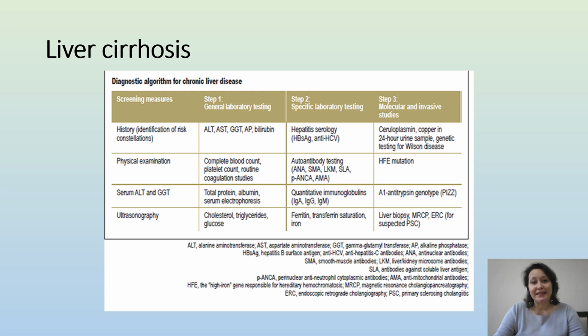And the next level of examination of the patient is molecular and invasive studies like liver biopsy, like MRCP, and genetic tests for metabolic disorders. We do them for hemochromatosis, for Wilson disease, for alpha-1 antitrypsin deficiency.